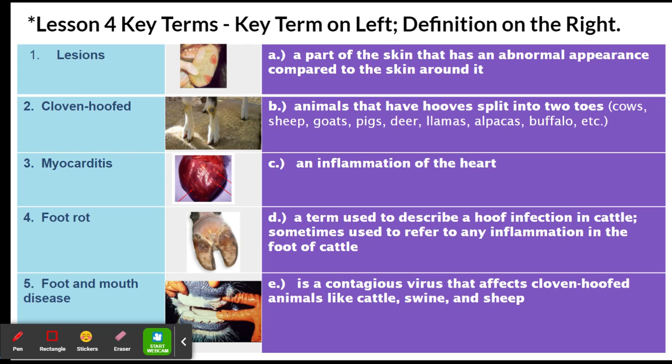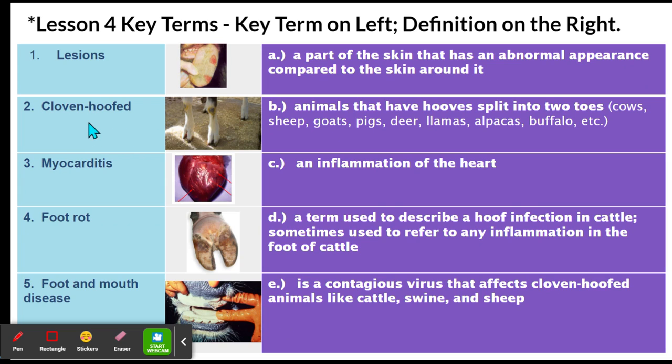Number 1, lesions. Our definition is a part of the skin that has an abnormal appearance compared to the skin around it. We have an image there of a cow's tongue. We can see 2 lesions on that cow's tongue. Those red spots are abnormal tongue tissue compared to the skin around it.